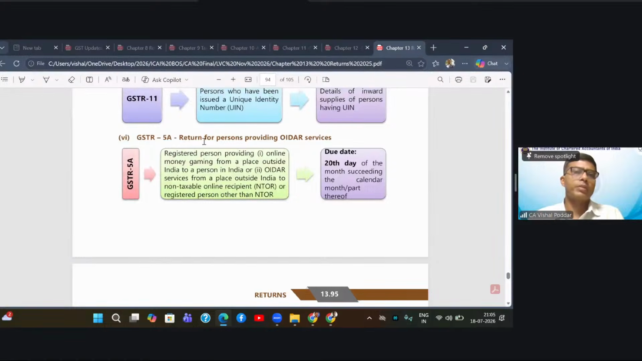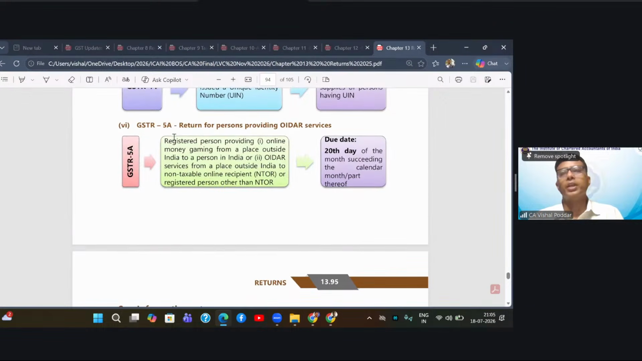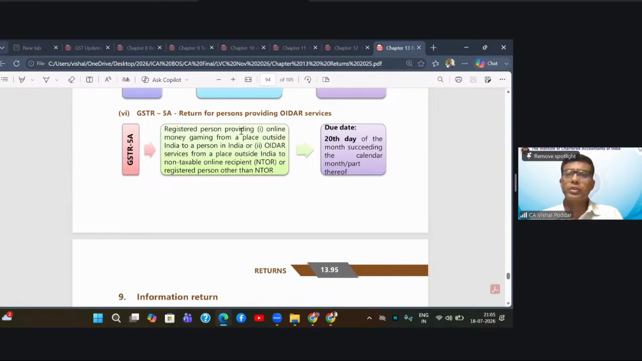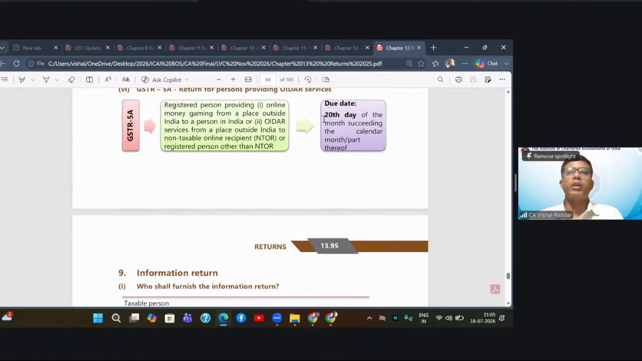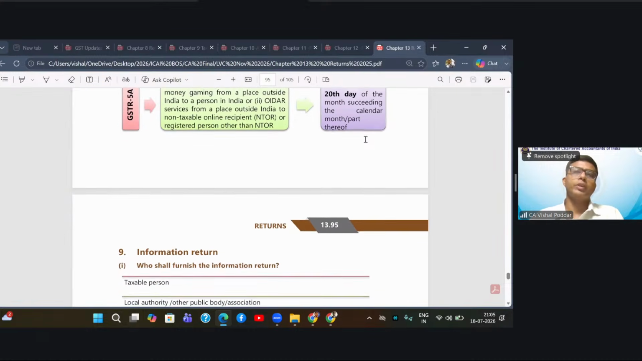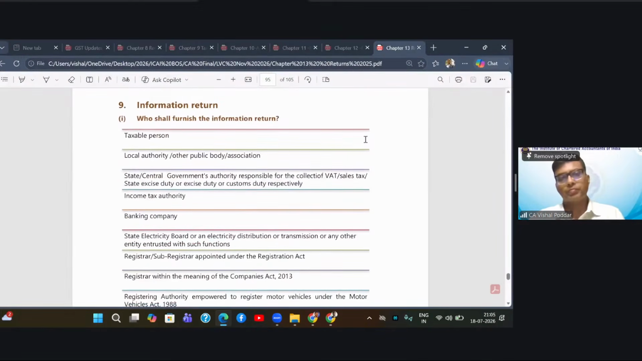And then coming to another person, there is a person who is providing OIDAR services. As you saw, this person is an exception to all the above returns. Why? Because it has a special return in form GSTR 5A. So who is covered in this? A person who is providing online money gaming from a place outside India to a person in India, or providing OIDAR services from a place outside India to a non-taxable online recipient in India. By when do they have to file the return? By the 20th day of the month succeeding the end of the month or part thereof.